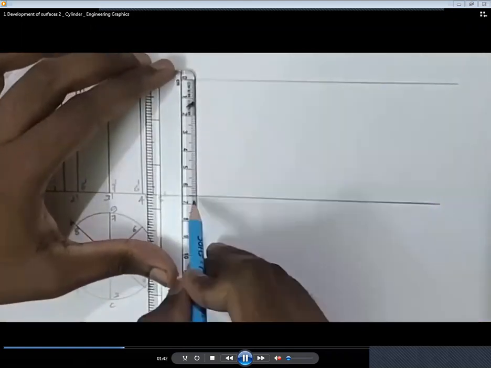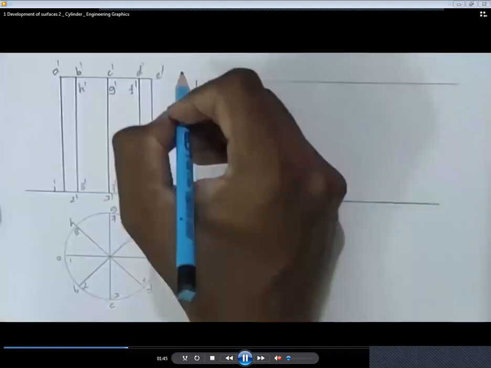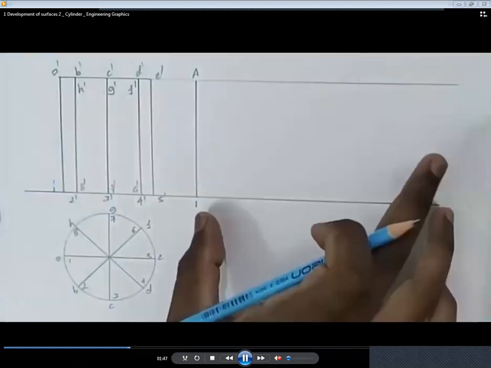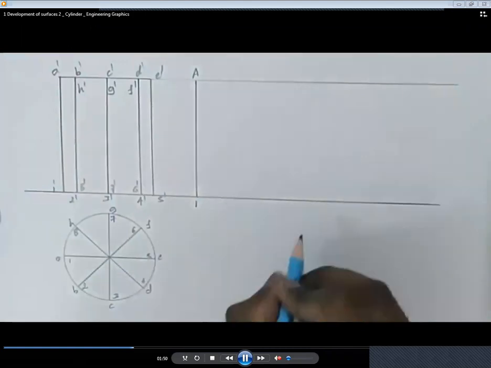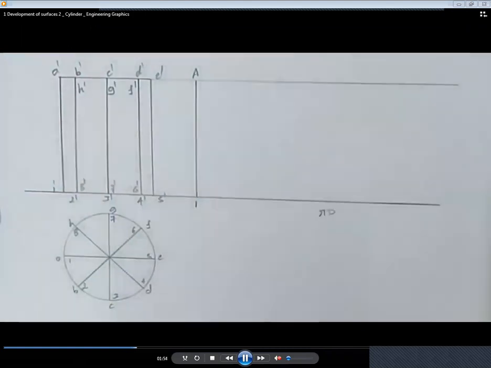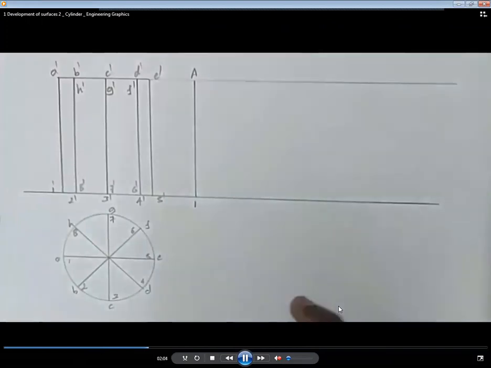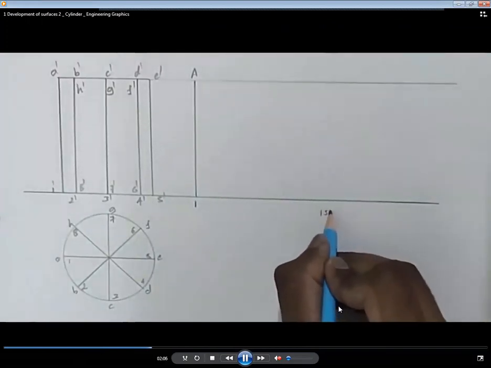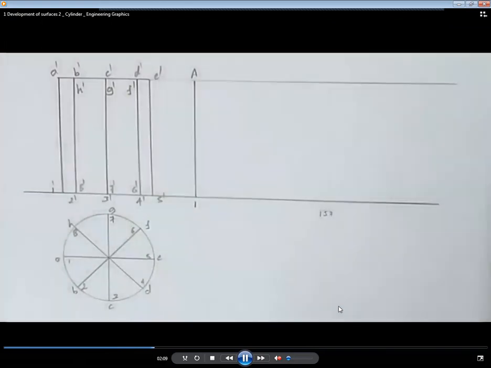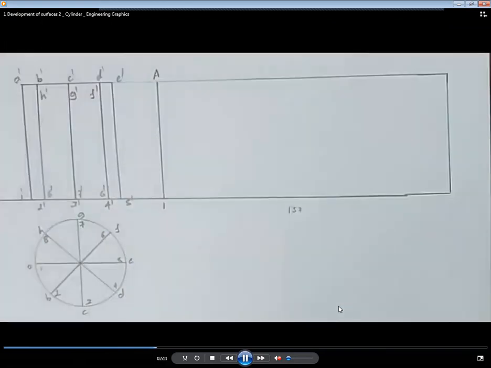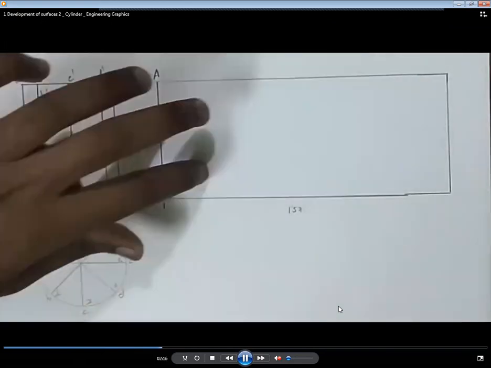Now take the development distances. We know that in development we are giving the names as capital A, capital B, capital C, and capital D. And the length is pi d. pi d means 3.14 into diameter 40. So we will get the exact value.